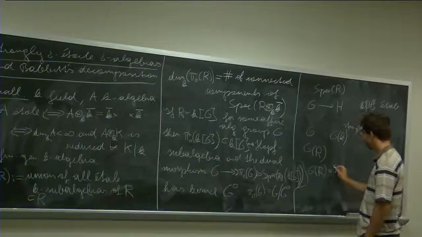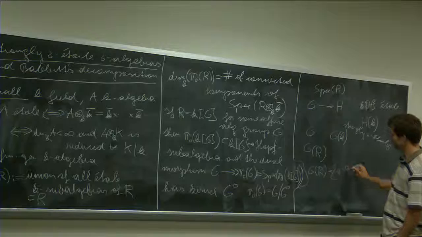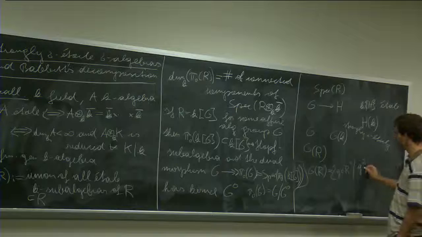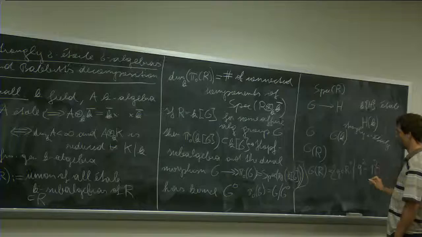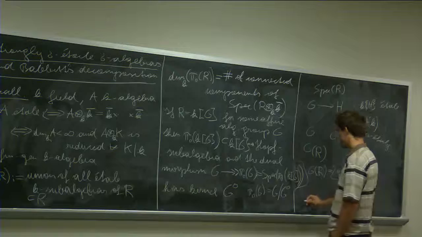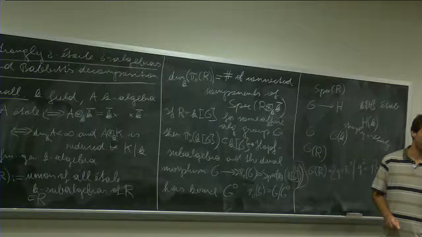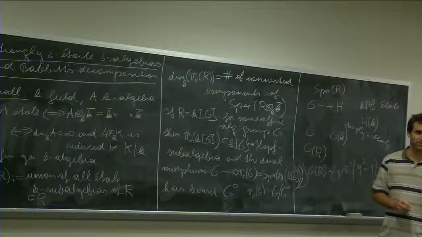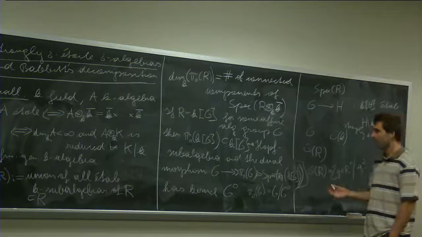Shouldn't the cardinality of pi zero of G be the number of connected components? There is something very similar to what you're saying. Eventually that would be the index, the cardinality of G mod G zero. There is something of finite index, but maybe you can't find the smallest with finite index. There are some technicalities.